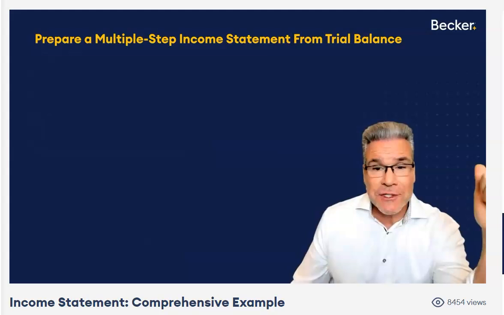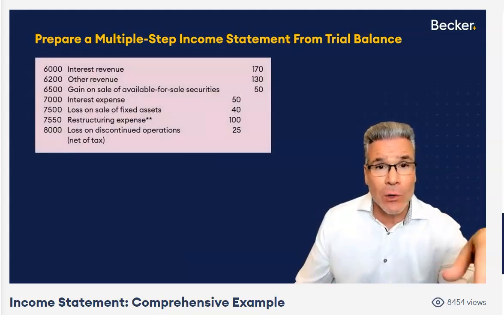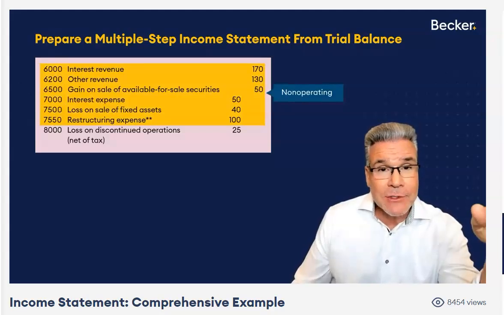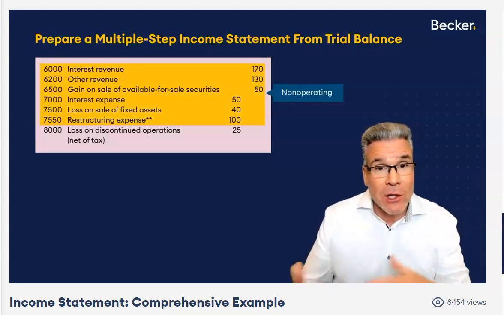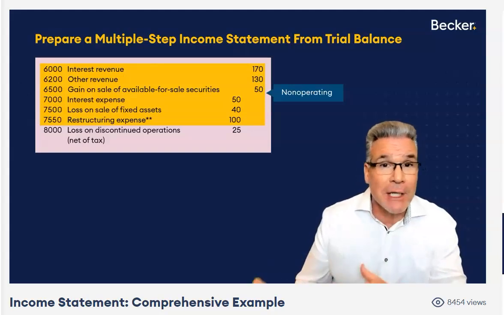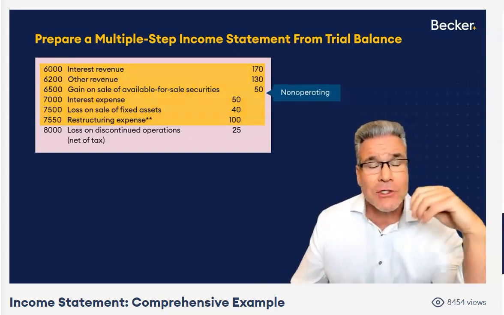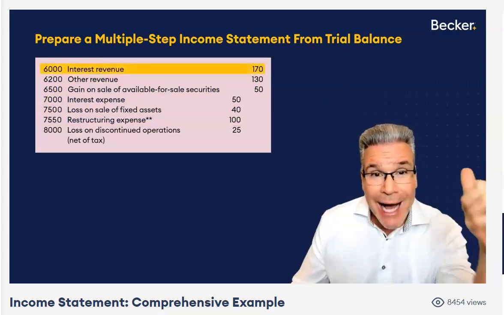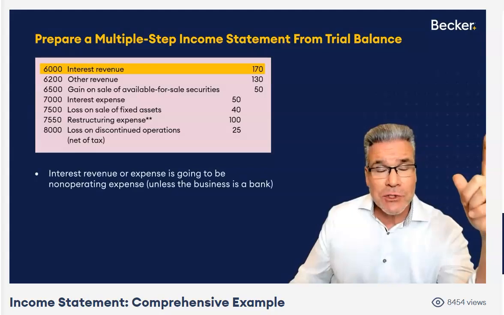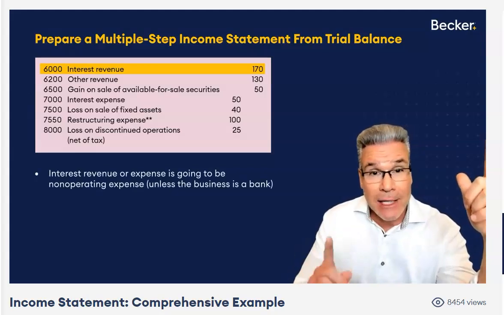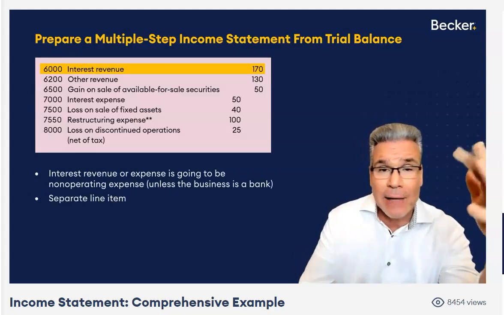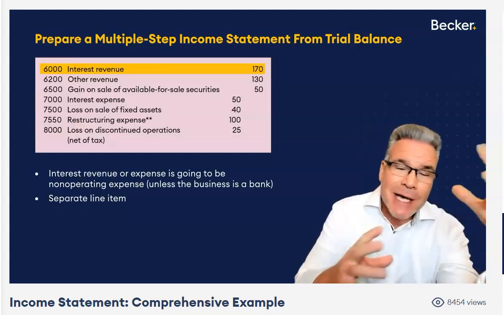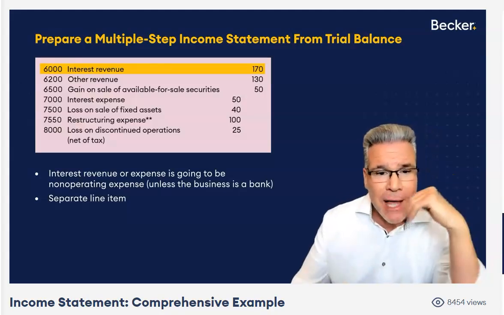Now we're going to move to our 6 and 7,000 accounts. Bracket those off. Those are going to be our non-operating: our other revenues and gains, our other expenses and losses, okay? So whenever you see interest, whether it's revenue or expense, if you're not a bank, interest revenue and interest expense are going to be non-operating, unless you're a bank, okay? And they get separate line items, just like the depreciation and the income tax. Sometimes it's netted out, but interest is a separate line item.